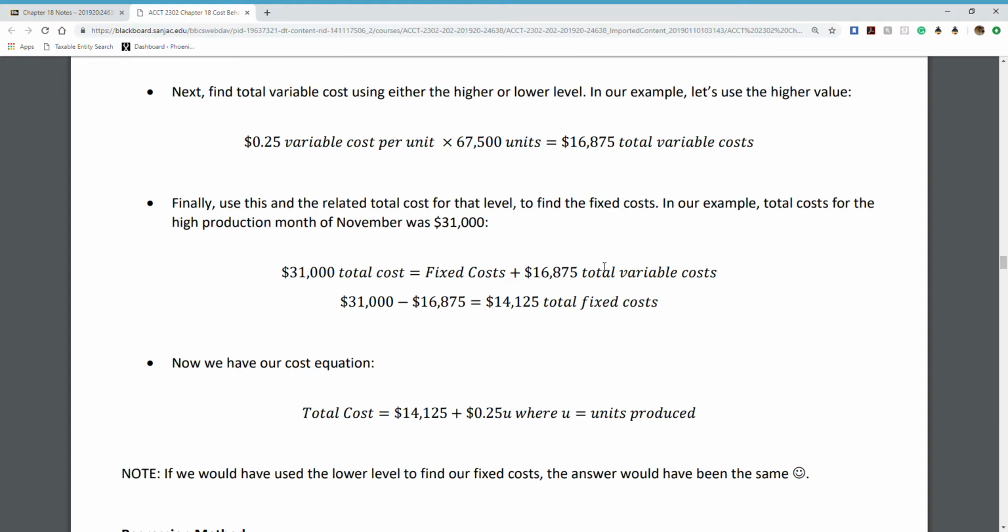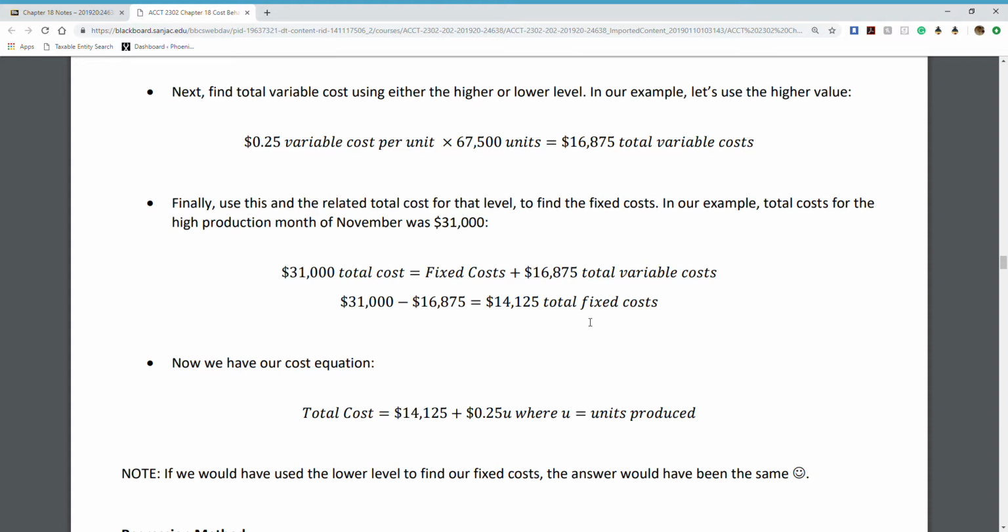So the next thing we can do after we figure this out is use the related total cost for that level to find the fixed cost. In our example, again, total cost for the high production in the month of November was $31K. So we're going to take $31K, and using our formula from above, we know total cost equals fixed cost plus variable cost. Well, fixed cost is my X. We've got to figure that out. So all we do is take total cost, subtract our variable, and that will give us our total fixed cost.